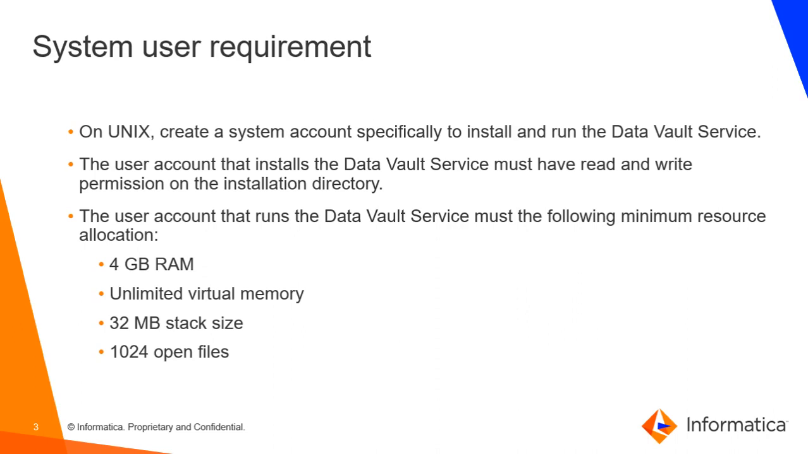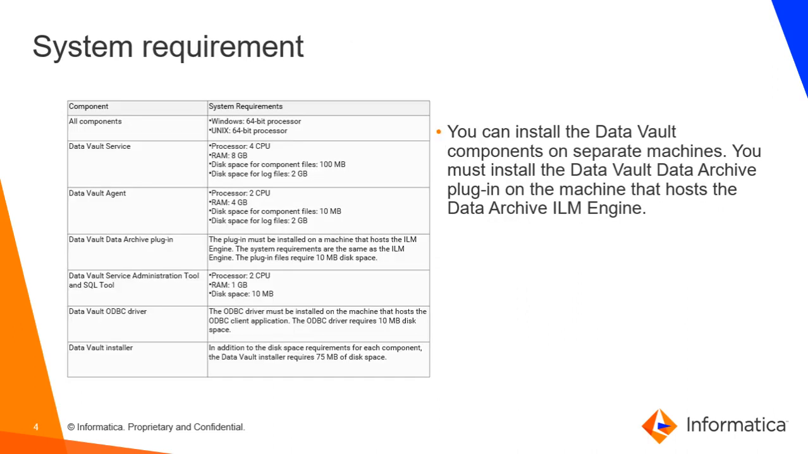As explained earlier, each and every component of the Data Vault installer which is available as a package can be installed on different machines. If you want to install all the components, that is the Data Vault service, we need to make sure that we have a 64-bit processor. It should have a 4-core CPU, 8 GB RAM, and the disk space for the component inside IDV home should be at least 100 MB, and for the log file we need 2 gigabytes of space.